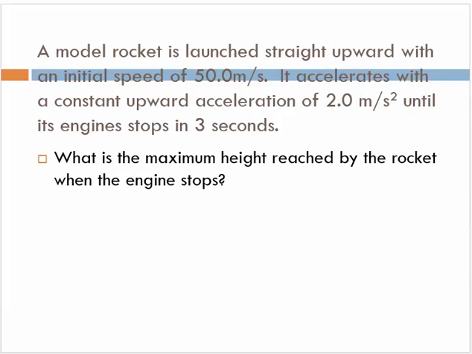Alright, let's look at another one here. A model rocket is launched straight upward with an initial speed of 50 meters per second. It accelerates with a constant upward acceleration of 2 meters per second squared until the engine stops in 3 seconds. What is the maximum height reached by the rocket when the engine stops? Well, let's make our list of information here. It has an initial speed of 50 meters per second, an acceleration of 2 meters per second squared, and a time of 3 seconds.